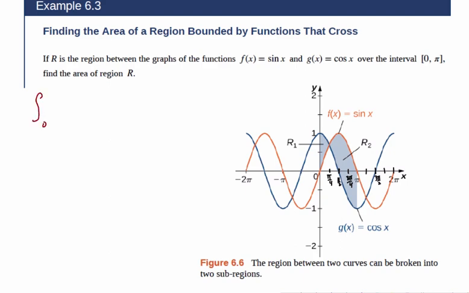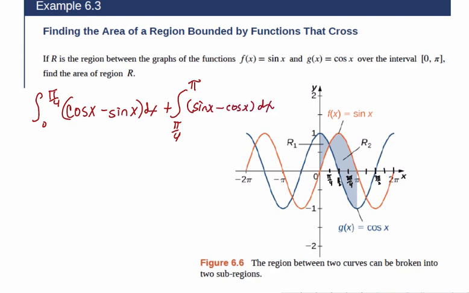So from 0 to pi over 4, our cosine is on top. So that would be cosine minus sine. But from pi over 4 the rest of the way, till we hit pi, because that's where they told us to stop, the sine is on top. So it's very important that you set up your integral with the right boundaries. If you don't set up the right boundaries, it isn't going to work properly.